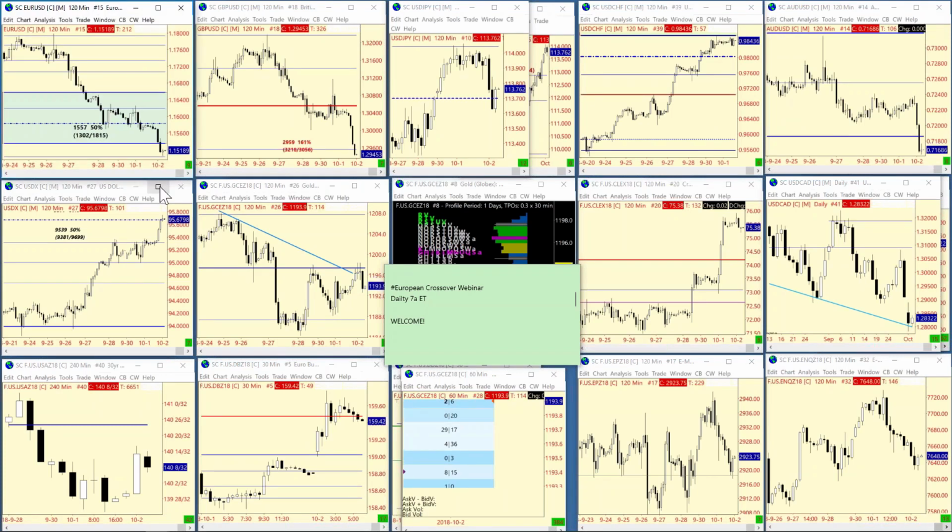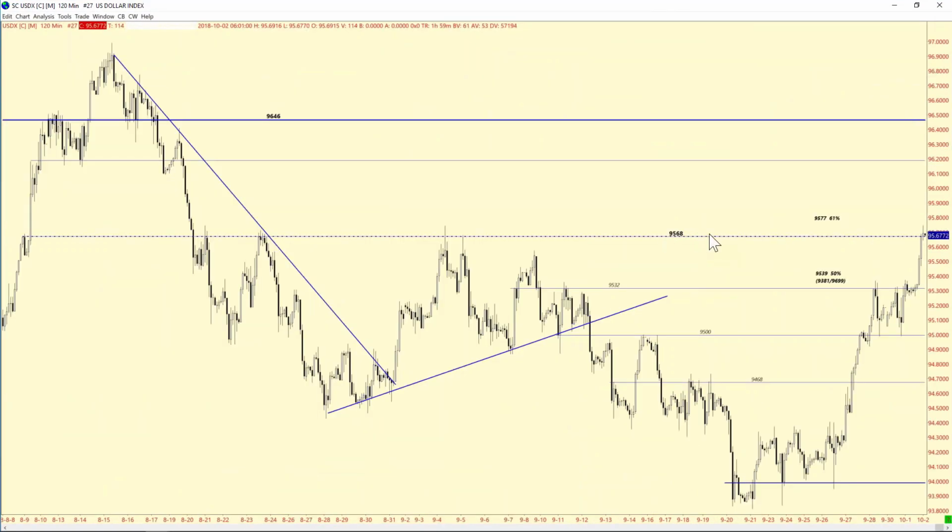And you can see the cash dollar index did make it to our bias chart resistance from yesterday into today, which is 95.68, coming up to a key fib level, 95.77 here at the 61%.